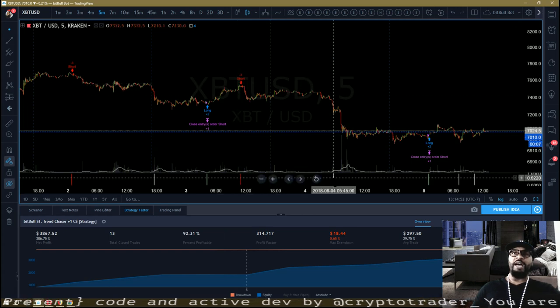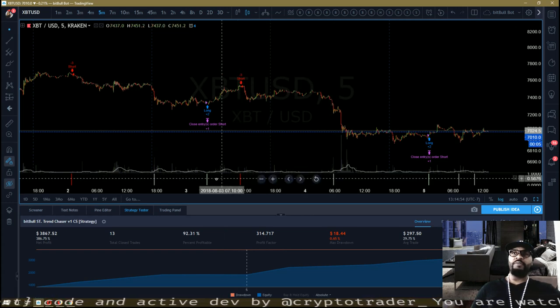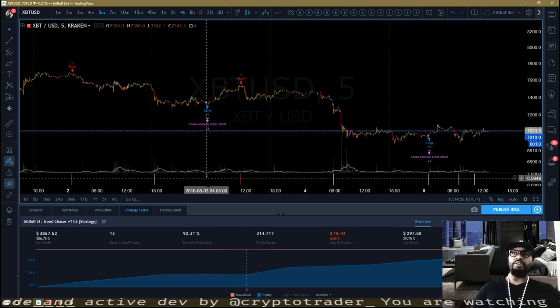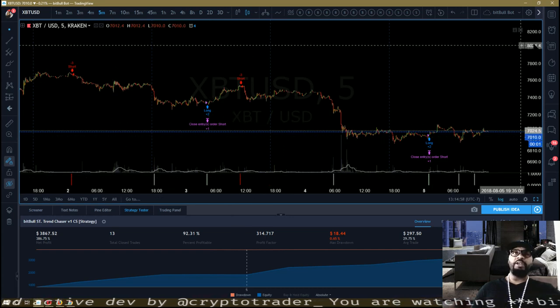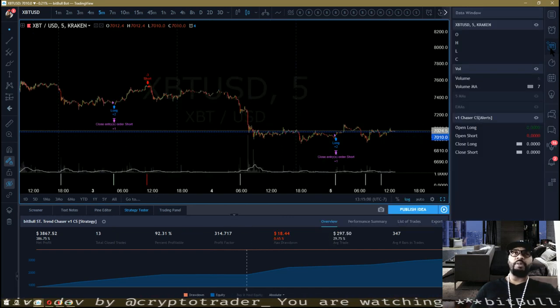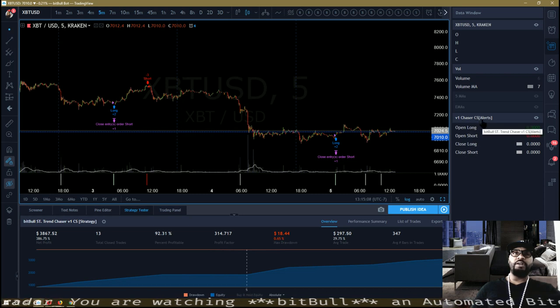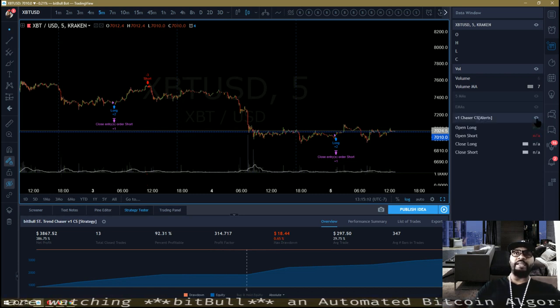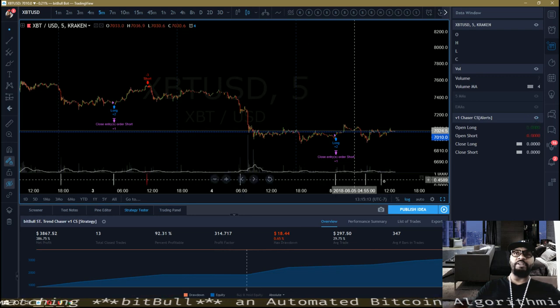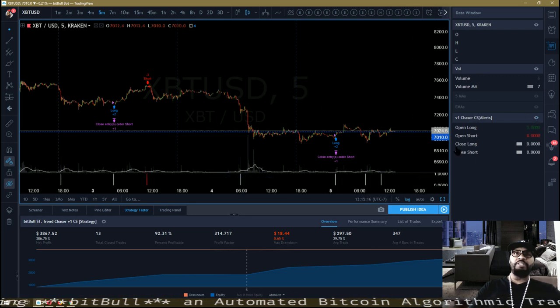All right, so how do you know if this is a long signal versus a short signal or a close? You know, which one is which? Go to your data window. Okay, boom, magically you see Trend Chaser CS alerts. I can hide that so you know what it is. It's down here. And you see close long, close short.